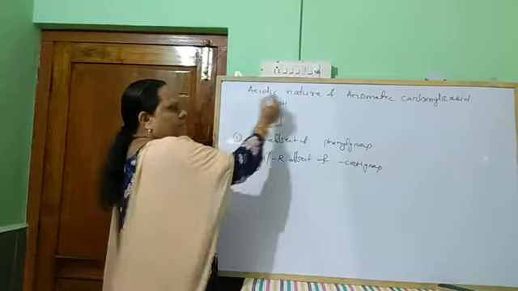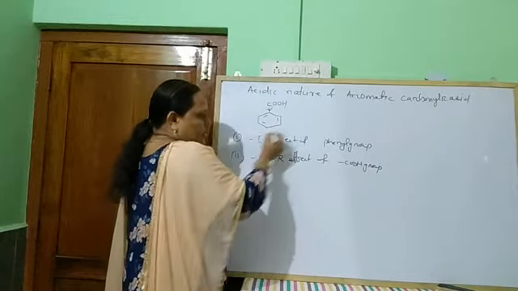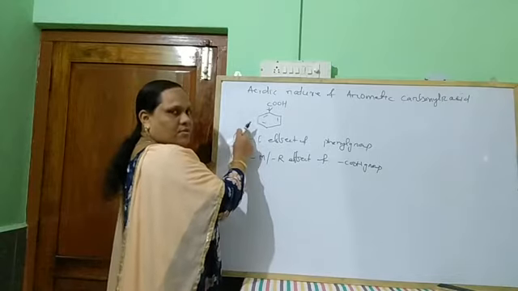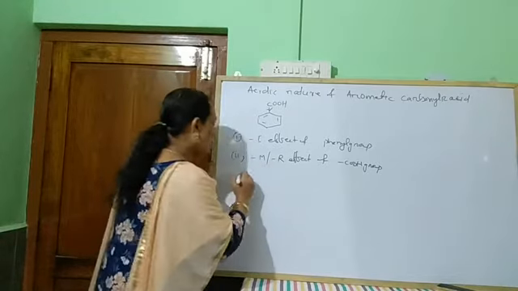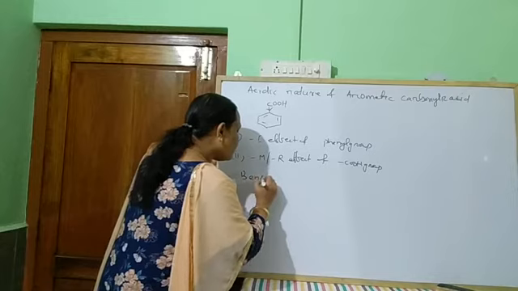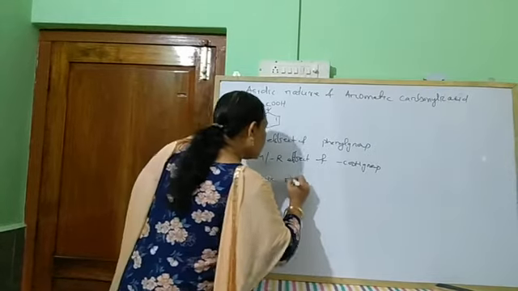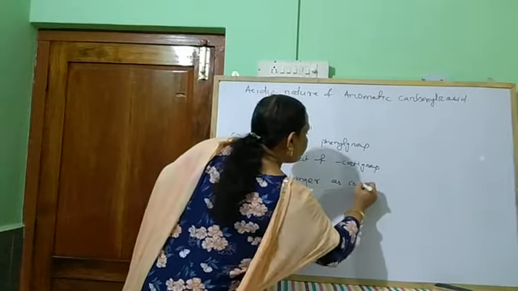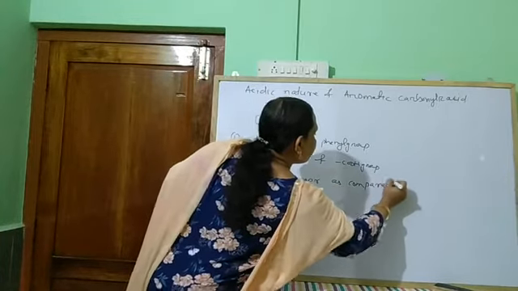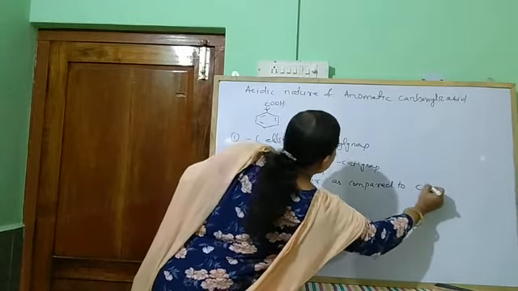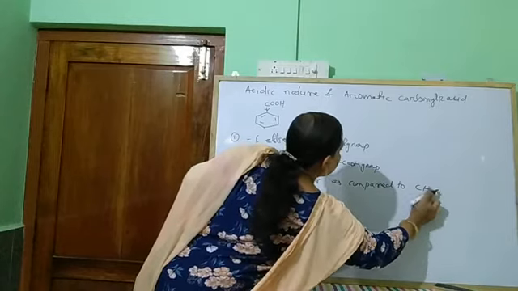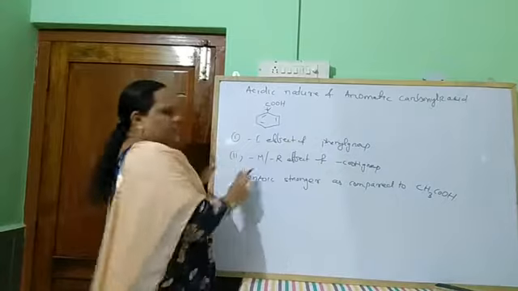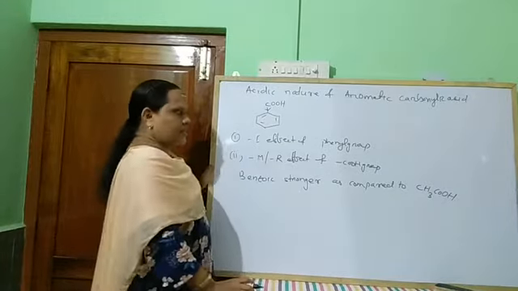Due to this phenyl group, benzoic acid is a stronger acid as compared to acetic acid. So benzoic acid is stronger as compared to acetic acid.